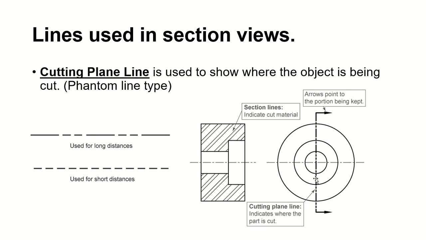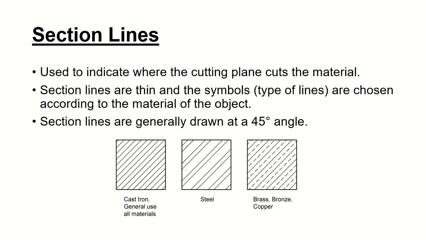Section lines, cutting plane line, the part that we want to keep, the part we want to toss out. Of course, your cutting plane line is your phantom line. For long distances, for short distances, you can use this. Section lines: we use them to show where the cutting plane is going to cut that material.